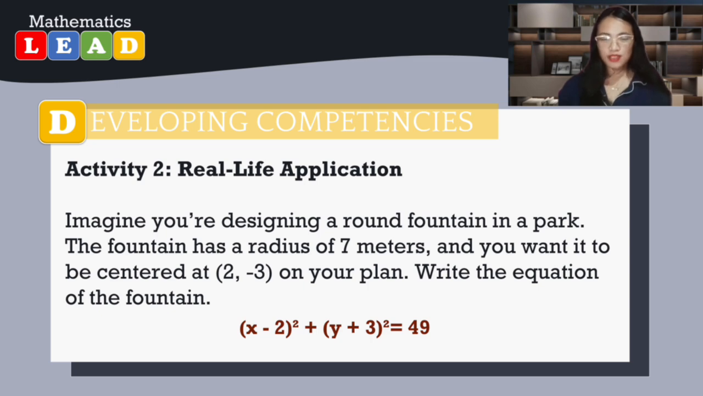Now, we substitute this into the formula. y minus negative 3 becomes y plus 3, and 7 squared is 49. So, the equation of the fountain is the quantity of x minus 2 squared plus the quantity of y plus 3 squared is equal to 49. Let me know if your answer is correct.